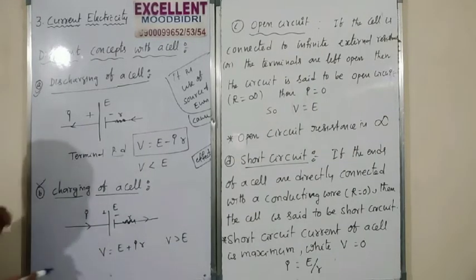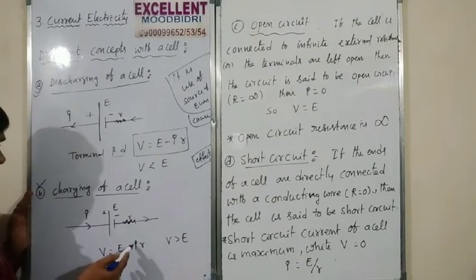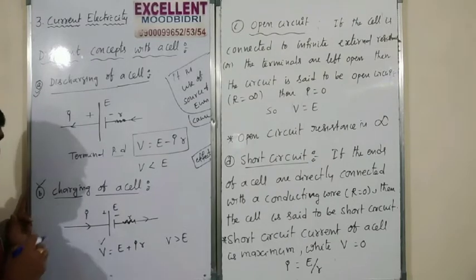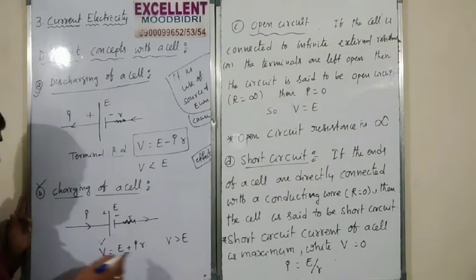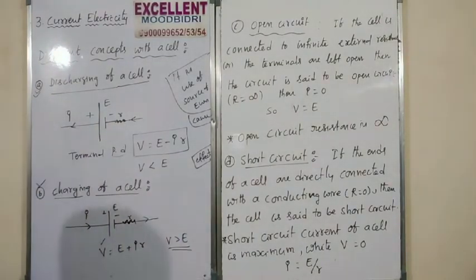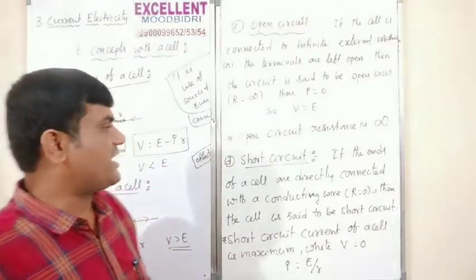So what would happen here? V is equal to E plus I into r will come. That means the terminal potential difference is greater than the EMF of the cell in this situation. This is the charging situation, and that was the discharging situation.